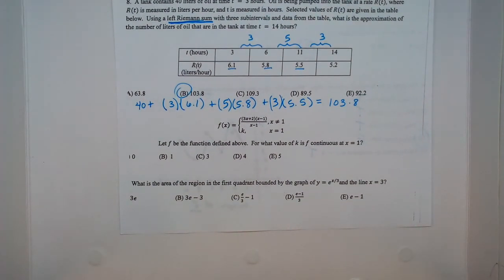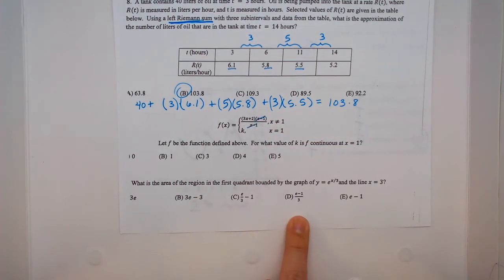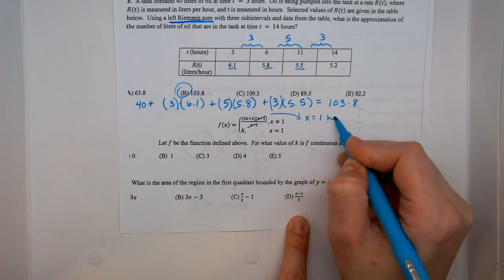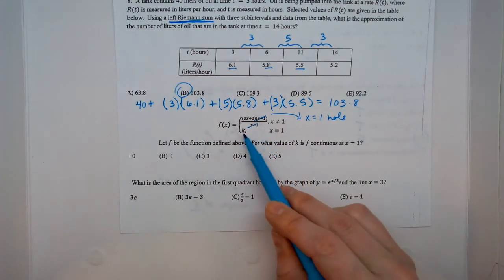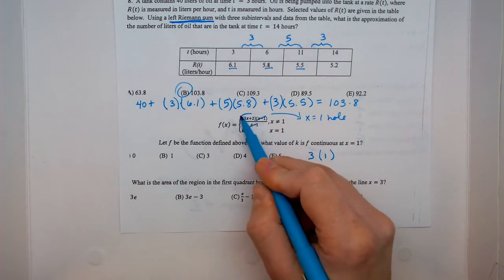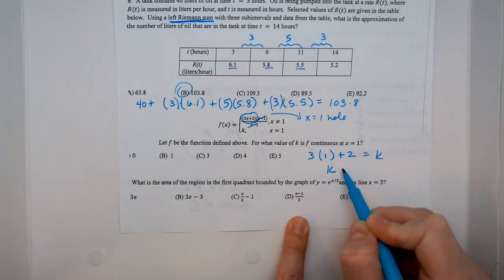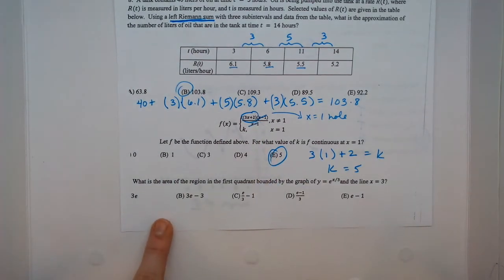Okay, let's look at number 9. It says let f be the function defined above. For what value of k is f continuous at x equals 1? So what you see here is that x minus 1 cancels out in the first piece. If you have a factor that cancels out, you can set that factor equal to 0, and that shows you where the hole in the graph is. So there's a hole at x equals 1. Now k is going to fill in that hole. When x is 1, whatever k is, that's going to fill in the hole. So what I want to do is plug in 1 for x into what's remaining, which is 3x plus 2, and that's going to give me my k value. So 3 plus 2 equals 5. So if k were 5, it would plug in that hole at 1.